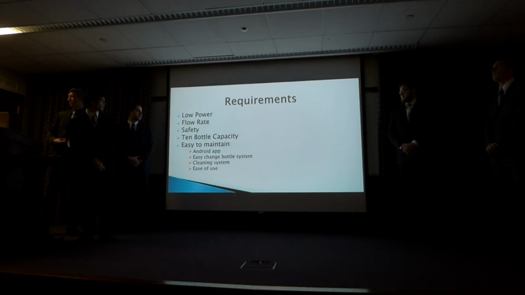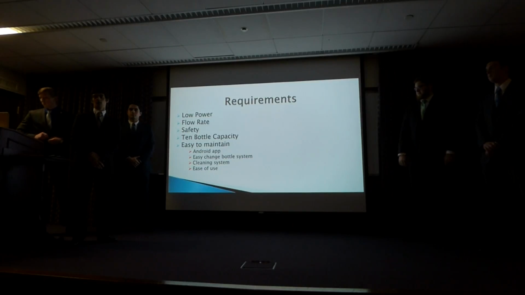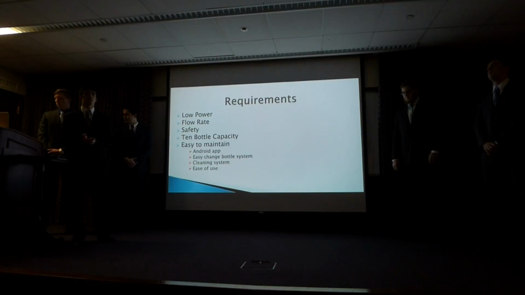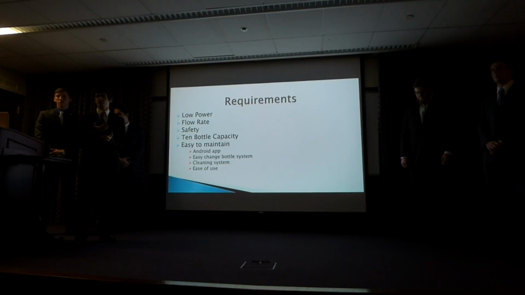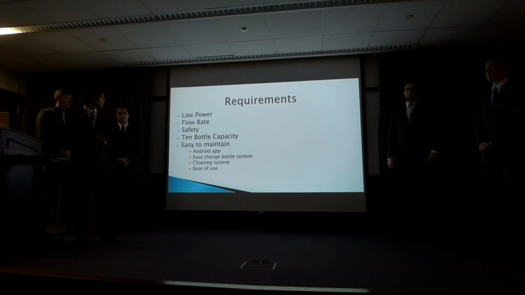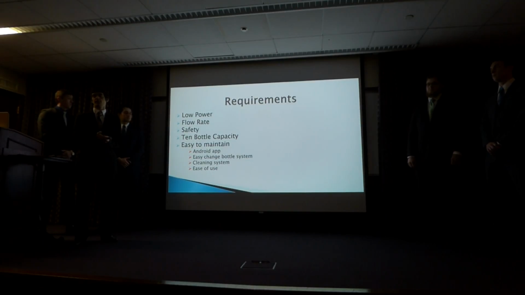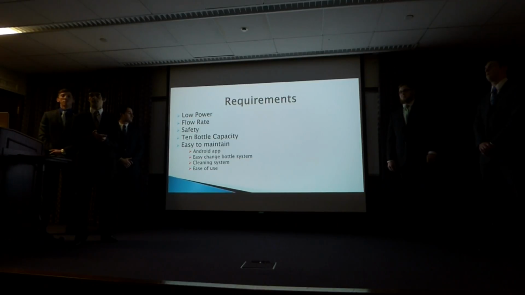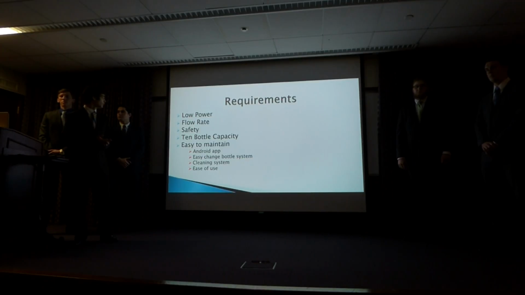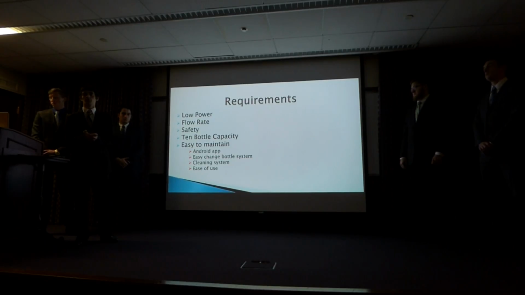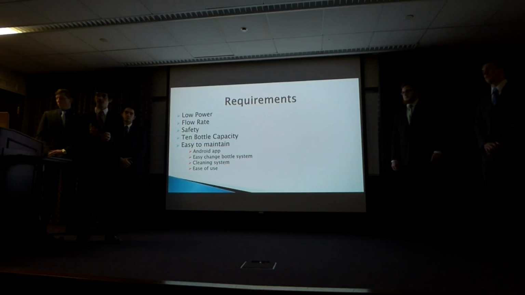So a couple of requirements for our system. One, it has to consume low power, so it is cost efficient for the establishment. We also want it to have a desired flow rate, so it is able to compete with the pouring speed of a bartender. We will build a system for safety that will help prevent underage people from accessing the machine. It will have a capacity of 10 bottles to give more options to the customer, and also this machine will be easy to maintain.